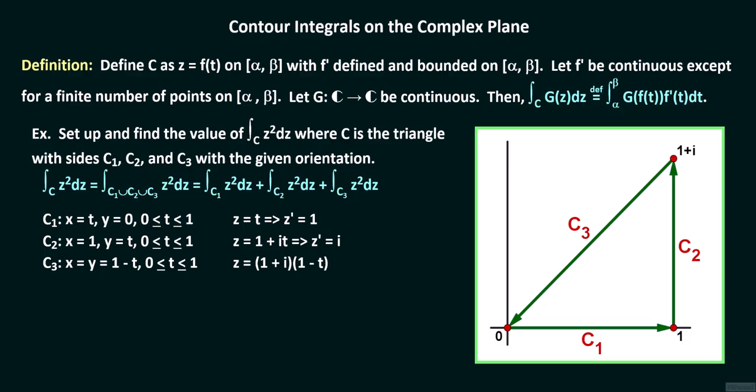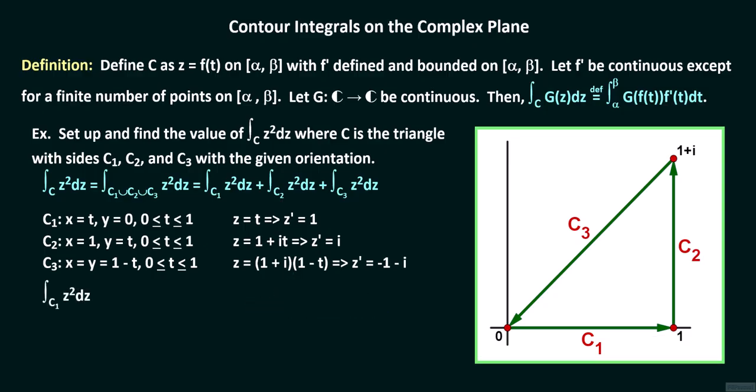We could have also arrived at this parameterization by using a standard parameterization of a line segment. Z equals the initial or starting point 1 plus i, plus t times the difference between the terminal or final point, which is 0, and the initial point, which is 1 plus i. This factors out into the product of 1 plus i and 1 minus t. Z prime equals minus 1 minus i, which again is non-zero.